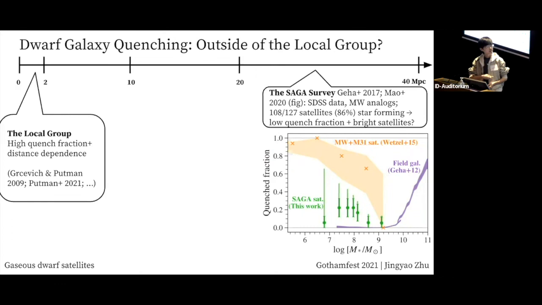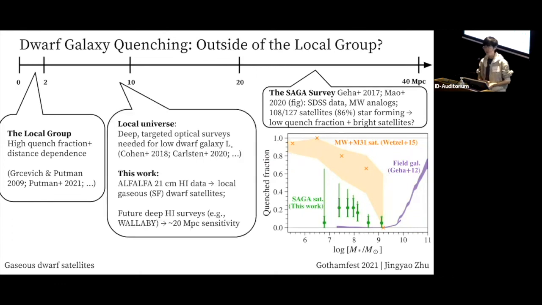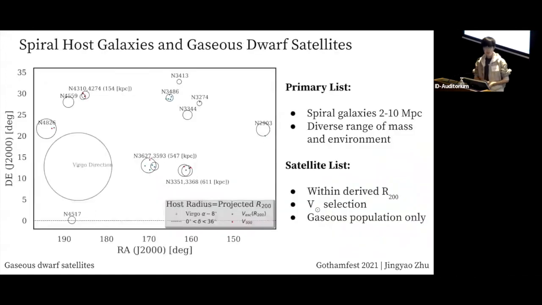And our work is looking at the local universe, so about 2 to 10 megaparsec. That is only because of our H1 resolution. We will extend that to a larger volume when future data is available. In particular, we're using the ALFALFA radial H1 21 centimeter H1 catalog to look at local spiral galaxies and their dwarf galaxy population. This is what we found.